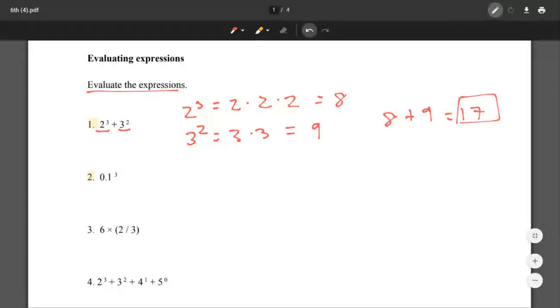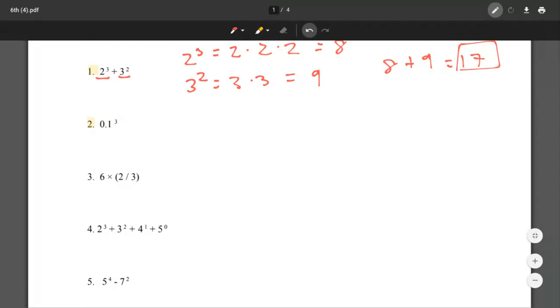Okay? Let's look at number 2. We have 0.1 to the power of 3. And what does that mean? That means 0.1 times 0.1 times 0.1. Okay? And then let's multiply these two, the 0.1 times 0.1, okay? And then we know that it's 0.01, right? Because 1 times 1 equals 1, and then there are 2 values that are on the right of the decimal point, okay? So we add a 0.